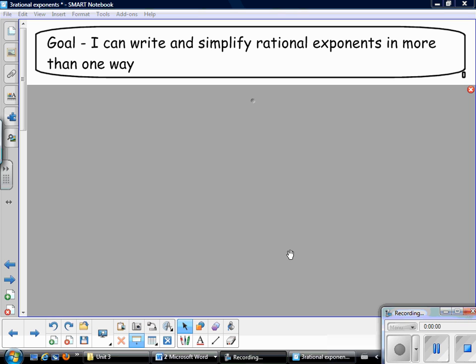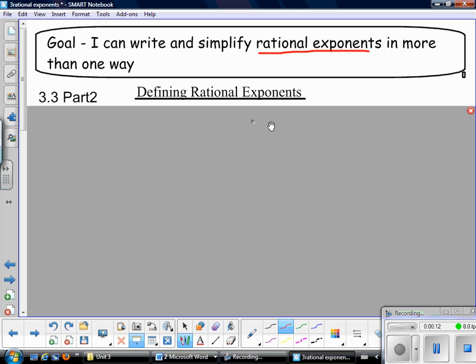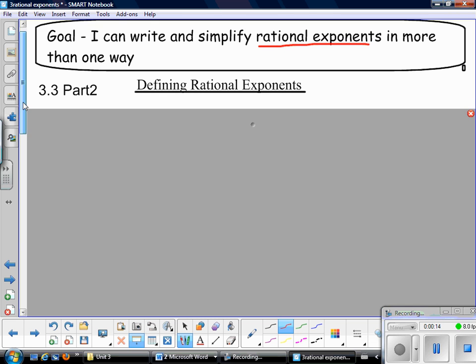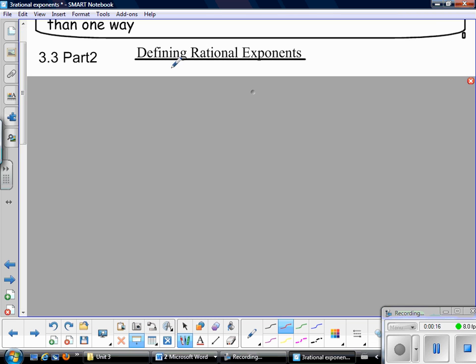Right, continuing with our exponents. So today our goal is: I can write and simplify rational exponents in more than one way. What the difference here is, we're talking about rational exponents. So it's section 3.3 part 2. And first of all, let's talk about defining rational exponents.